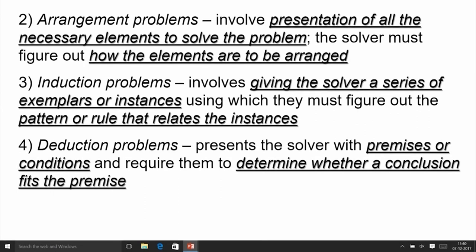In the deduction problem, what happens is certain premises or conditions are presented to people, and they need to determine whether a conclusion fits the premises. So, certain premises, certain truth statements are given to people to start with, and they have the conclusion in front of them, and they have to look at whether, given that the premises are true, the conclusions are also true. This kind of deduction problem we will see in the next section, which is called thinking and reasoning. So, in terms of reasoning and judgment and decision making, in the next section we will see these kinds of problems.